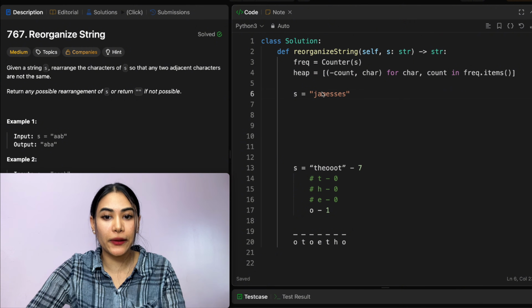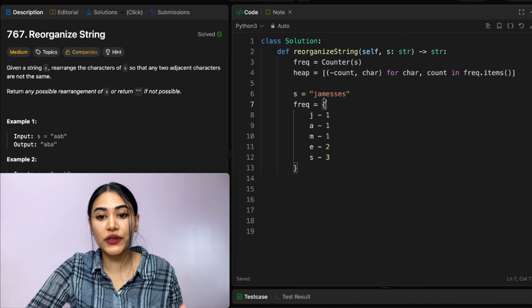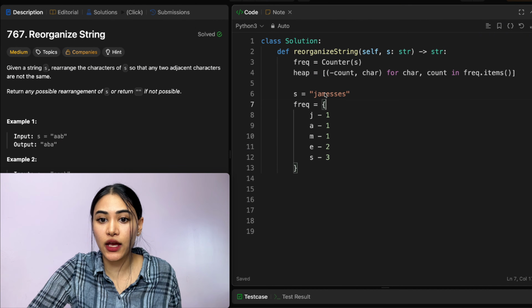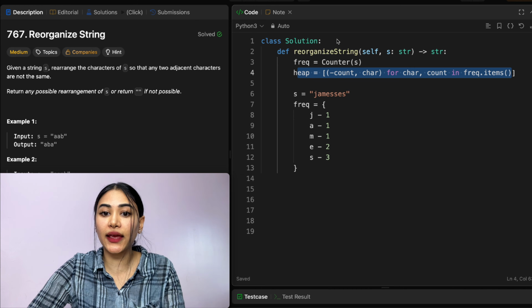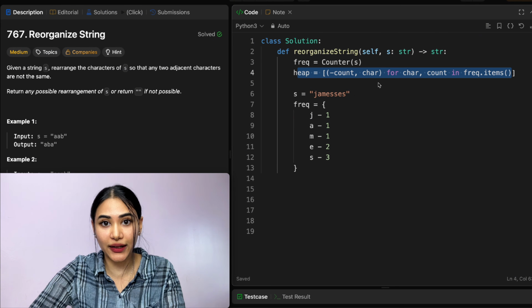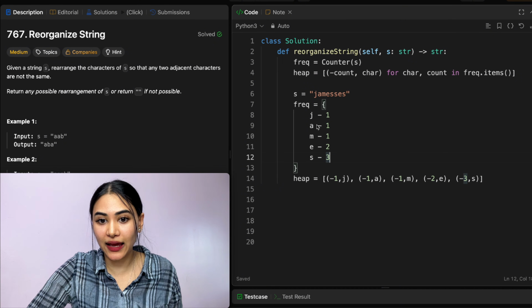So say, for example, our input is the following. What we do in this line is we make a dictionary of frequencies, which means we have one count of J, one count of A, one of M, 2 of E, and 3 of S. For our heap list, we're making a tuple of the negative counts and the corresponding characters. So it's going to look like the following. We have negative 1 J, negative 1 A, negative 1 M, negative 2 E, and negative 3 S.